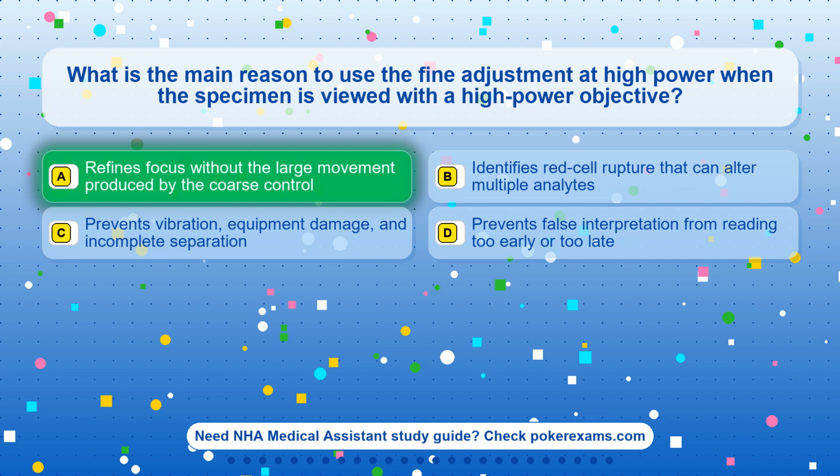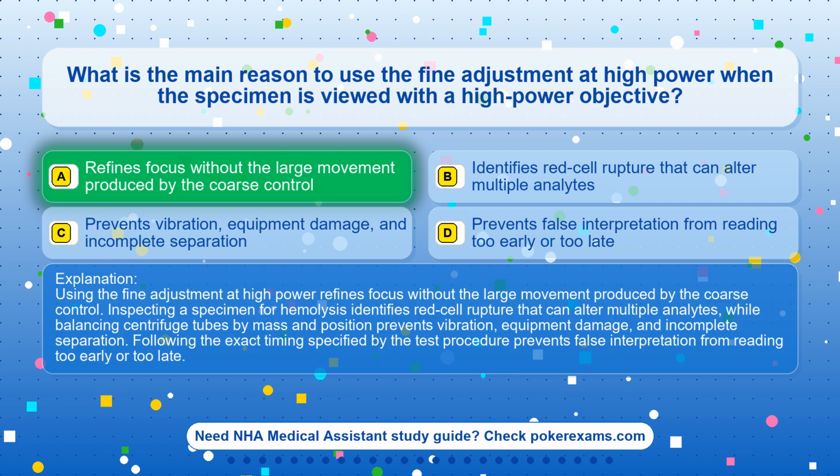The correct answer is option A. Refines focus without the large movement produced by the coarse control. Using the fine adjustment at high power refines focus without the large movement produced by the coarse control. Inspecting a specimen for hemolysis identifies red cell rupture that can alter multiple analytes, while balancing centrifuge tubes by mass and position prevents vibration, equipment damage, and incomplete separation. Following the exact timing specified by the test procedure prevents false interpretation from reading too early or too late.